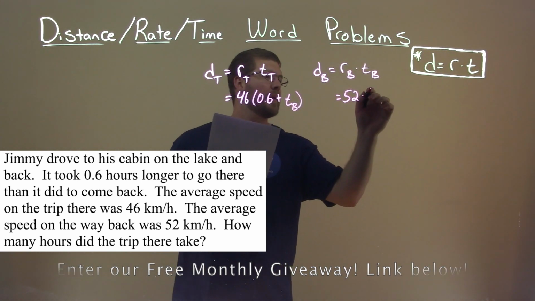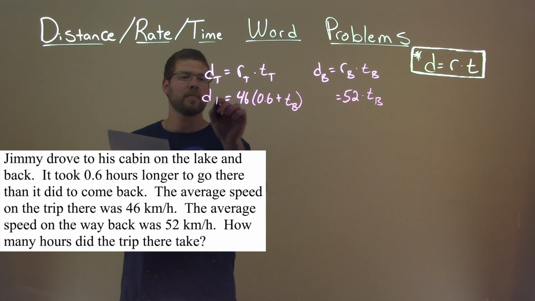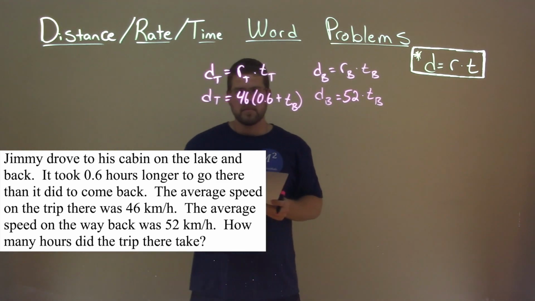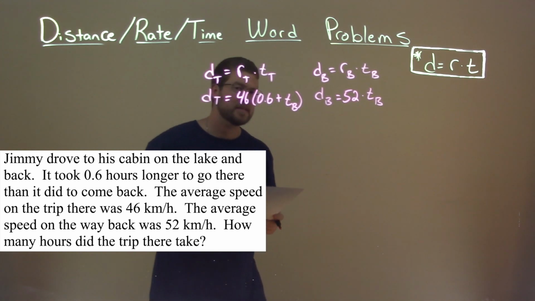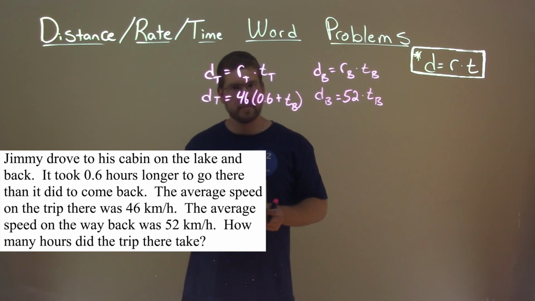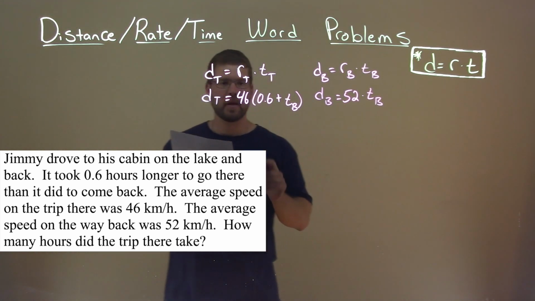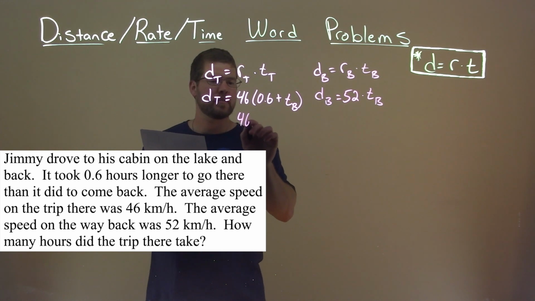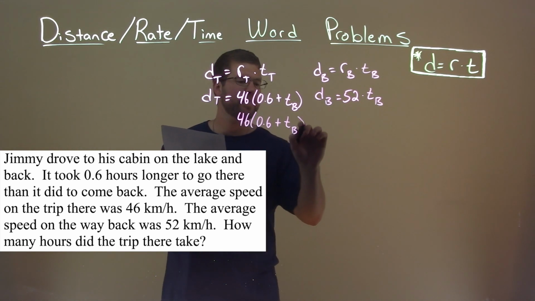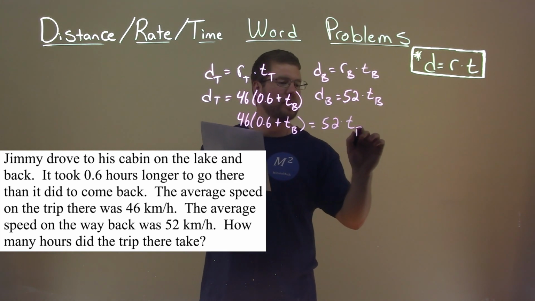And we don't know what the time back was. And so we have the distance there and the distance back. Well, one thing we do know though, the distance there is the same thing as the distance coming back. And so these two equations can be set equal to each other. So we do that: 46 times (0.6 plus t sub b) is equal to 52 times t sub b.